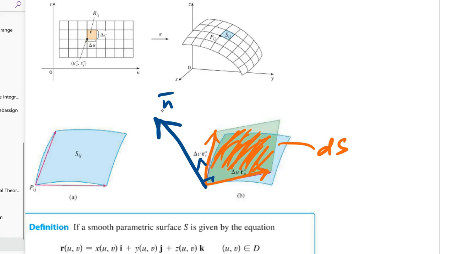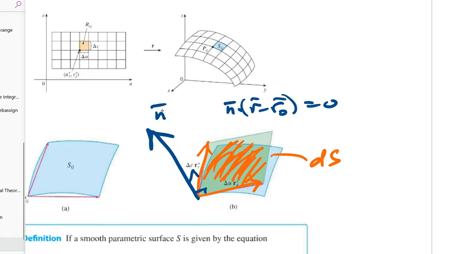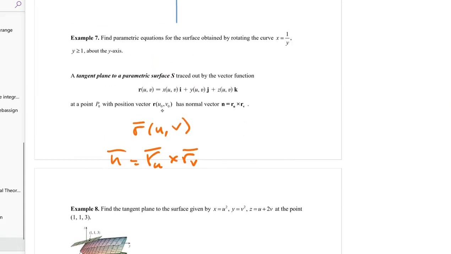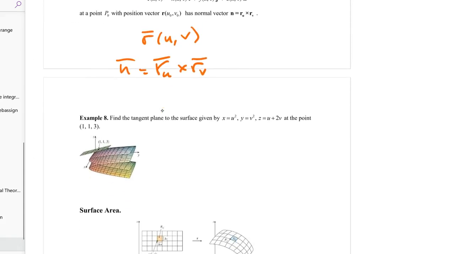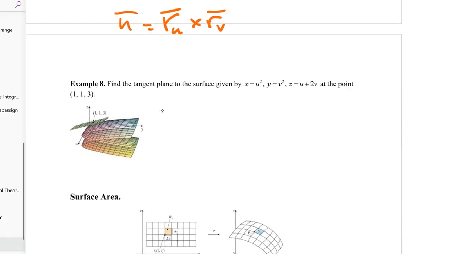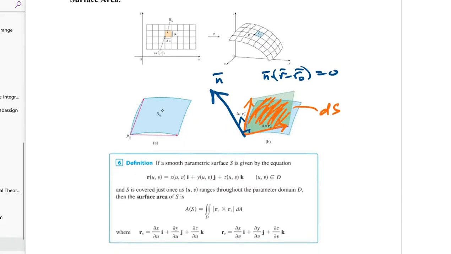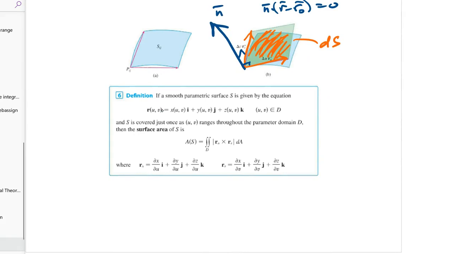That n vector will allow us to use our good old friend n dot r minus r naught, and we can get the equation of our tangent plane out of that. Now, it's a little different for this. If you see this is in the book, I'm going to refer you to the book to look at that. All right, the surface area, very simple.